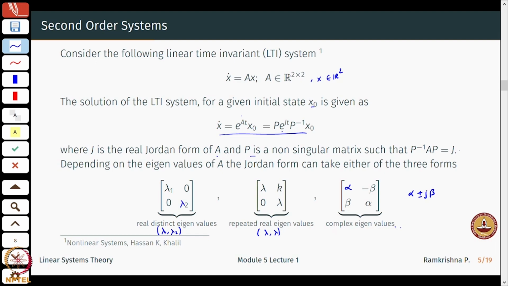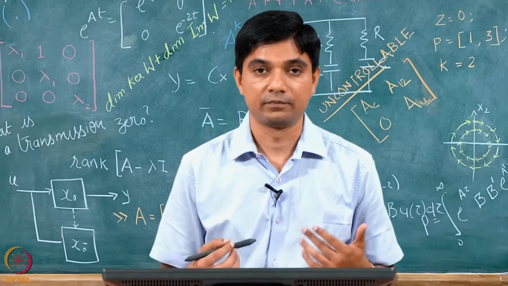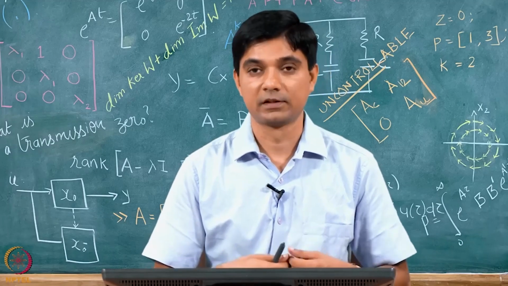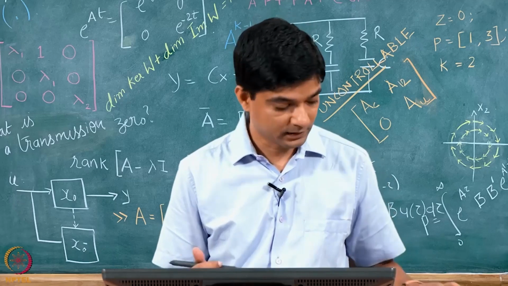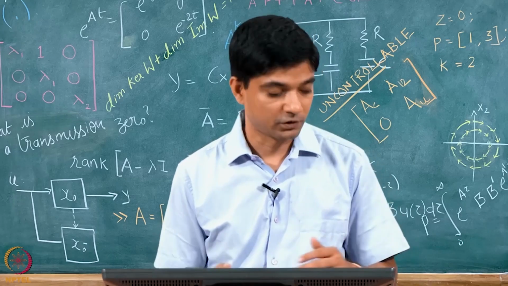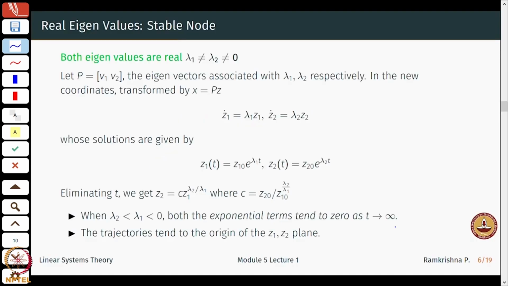What does each of these eigenvalues signify? Is there just information on stability, or is there a little more information than that? And when do these cases actually occur? First let us start with the case of real eigenvalues. What does it mean? Both eigenvalues are real, and they are both non-zero. We will come to the case of zero eigenvalues a little later.